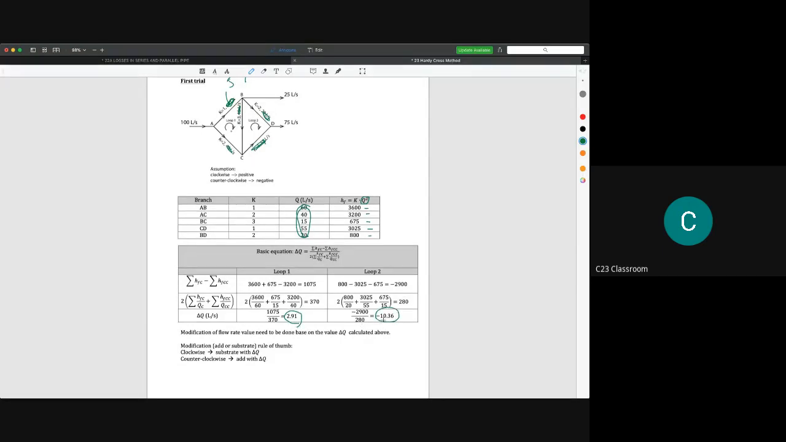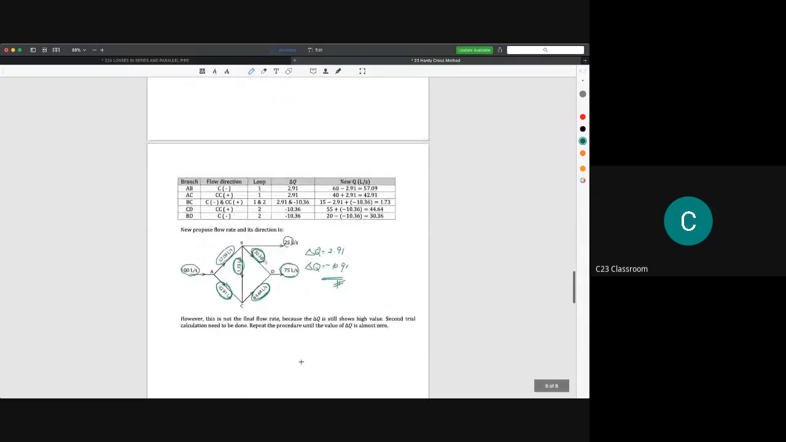Kemudian delta Q yang baharu awak gunakan hukum yang sama. And then awak propose buatkan semula pengiraan ini. So awak akan dapat lagi satu nilai flow rate yang baharu. So ini adalah setelah awak kira kali kedua, awak propose nilai flow rate yang baharu. Nilai tersebut adalah jawapan flow rate untuk second trial.